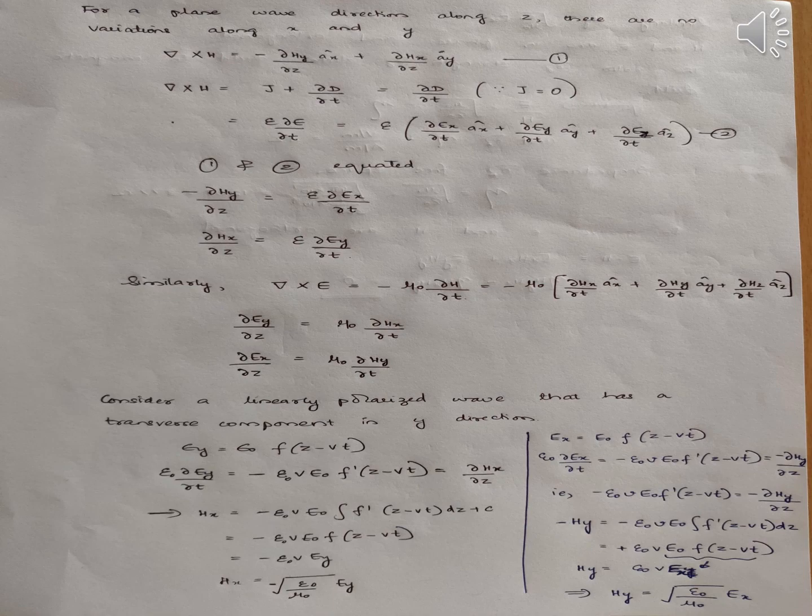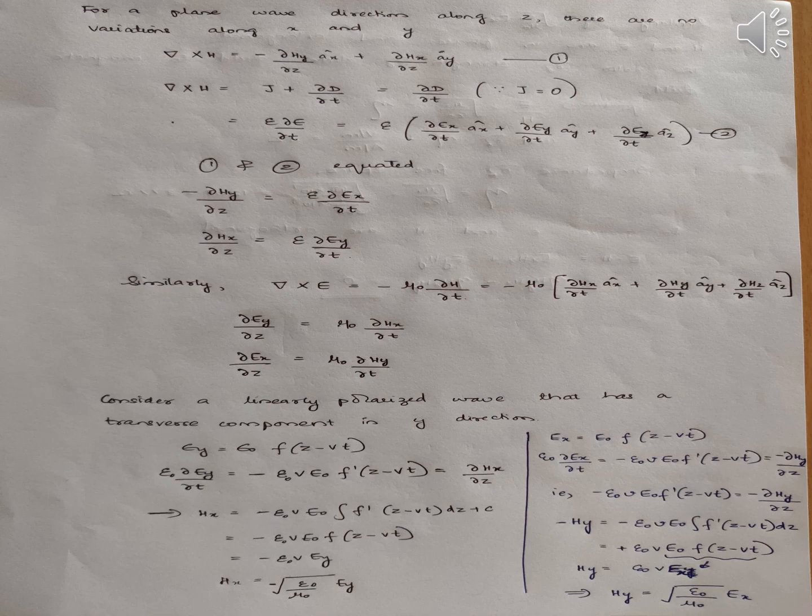Then J, which is equal to sigma into E, will also be 0. Then in place of D, I'm substituting epsilon into E, and E is a vector. So I can write that as dou Ex by dou t Ax cap plus dou Ey by dou t Ay cap plus dou Ez by dou t Az cap. See, this is similar to the derivation of the plane wave that I just explained.